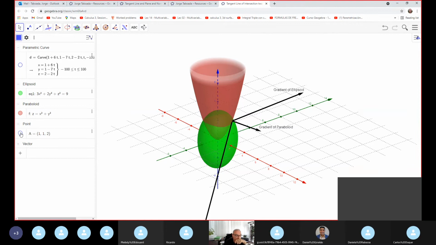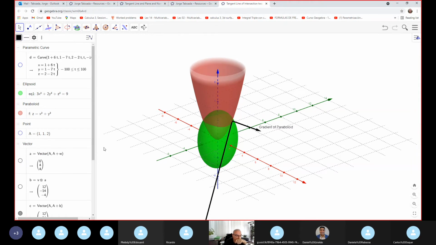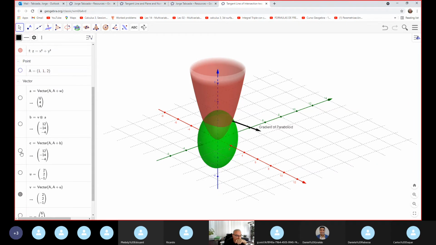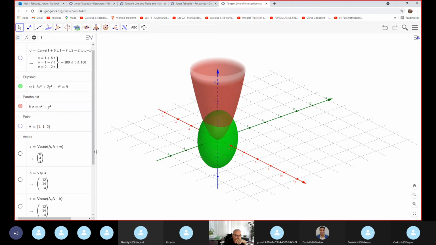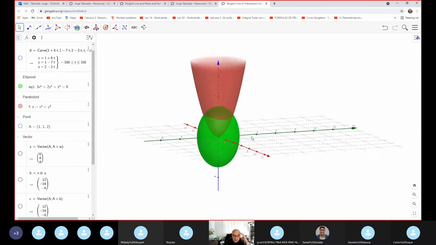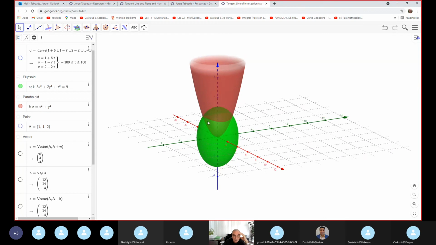Okay, we have two surfaces. Look, we have the paraboloid, in this case opening up, and we have the ellipsoid. Boom. These surfaces intersect in one weird curve. To find the equation for this curve is very, very complicated. Well, I don't care. This is not my problem now.